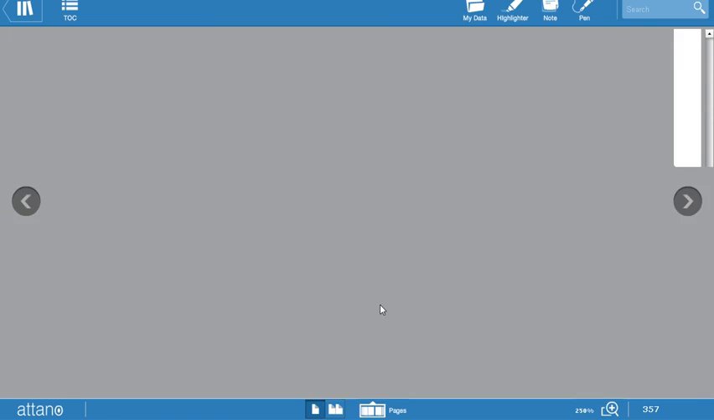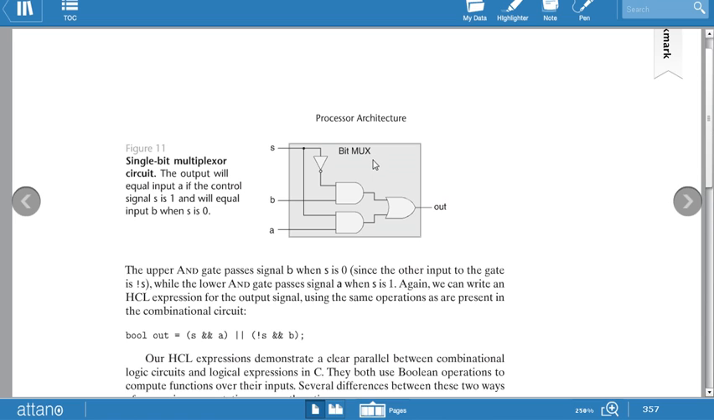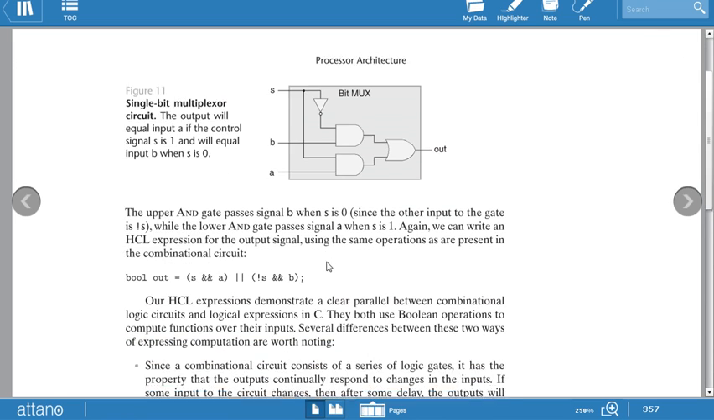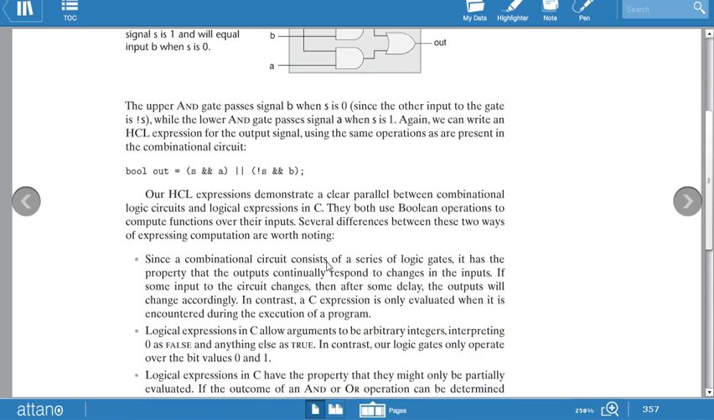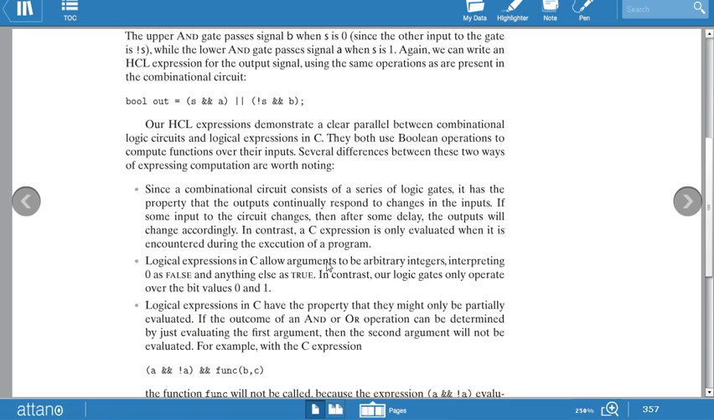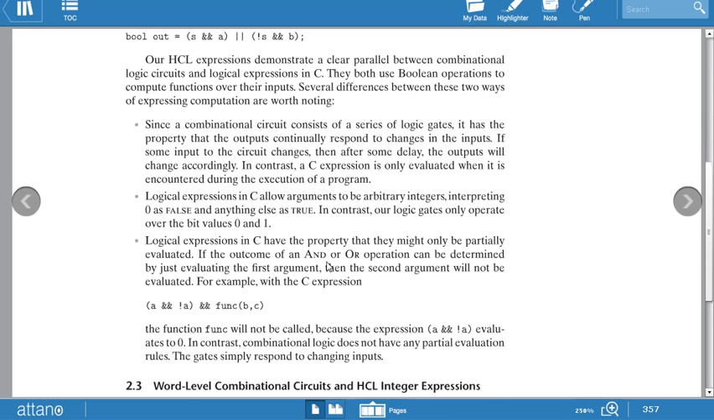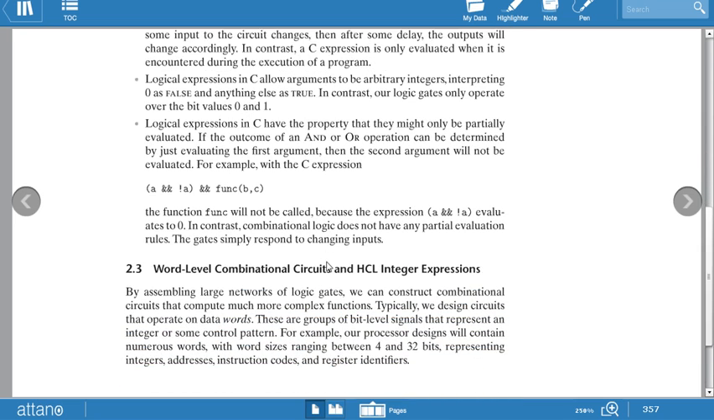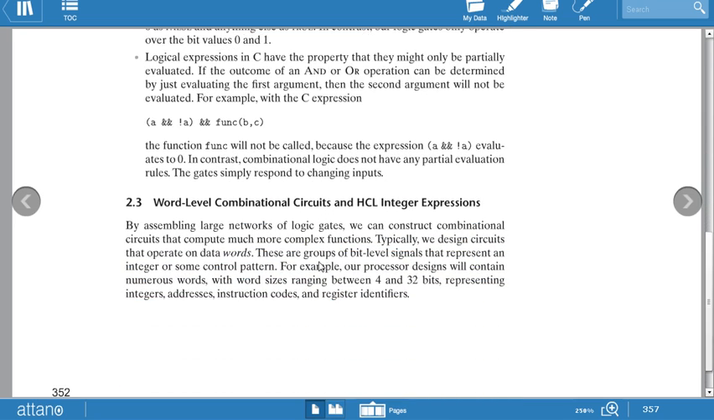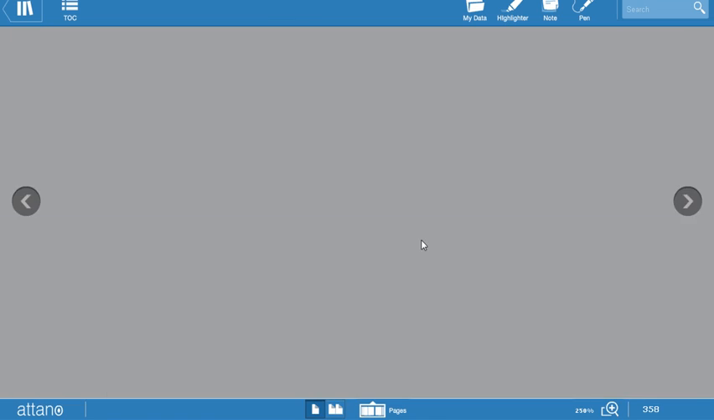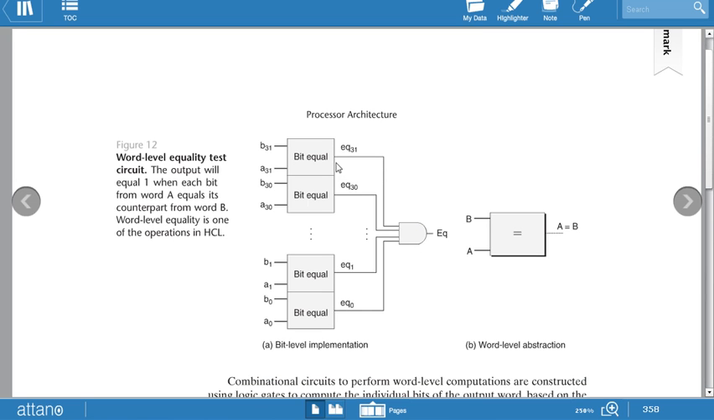Now there is an example that is known as multiplexer. This is the multiplexer. This is the same example. Next is your word level combinational circuits and HCL integer expressions. This is your bit level, this is your bit equal, and there is a word level.